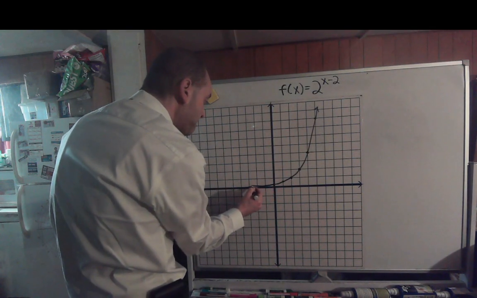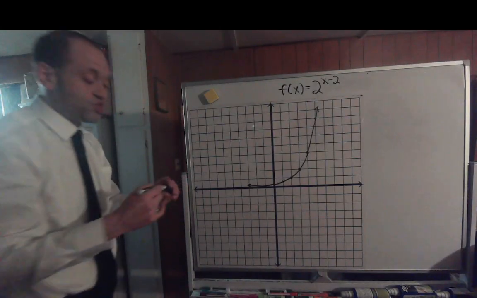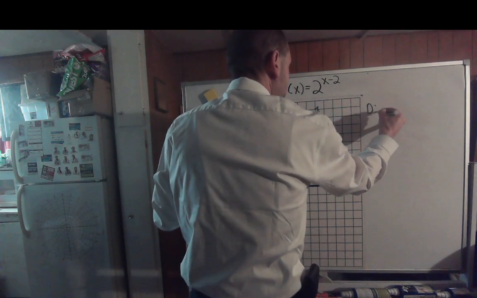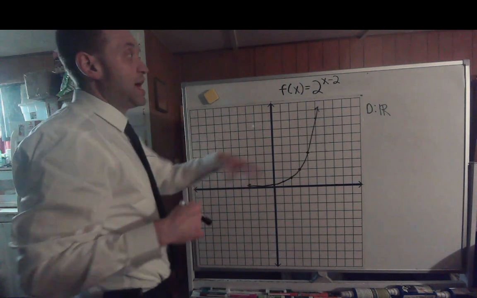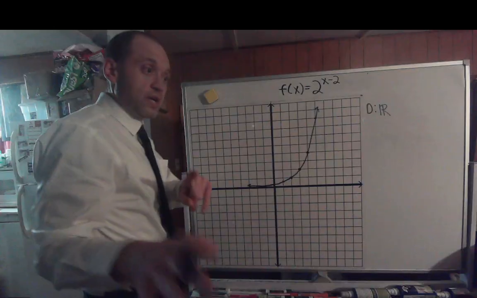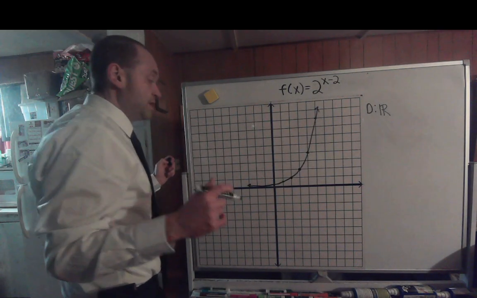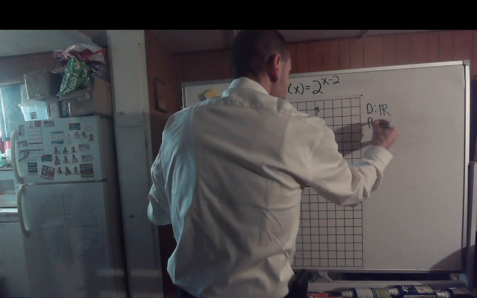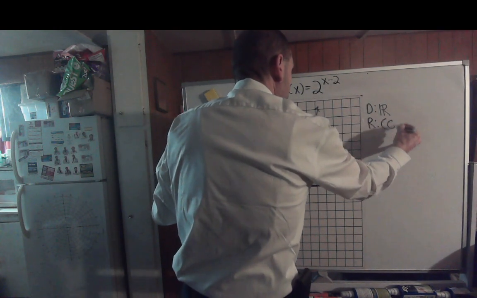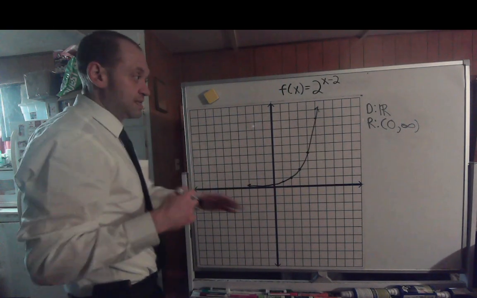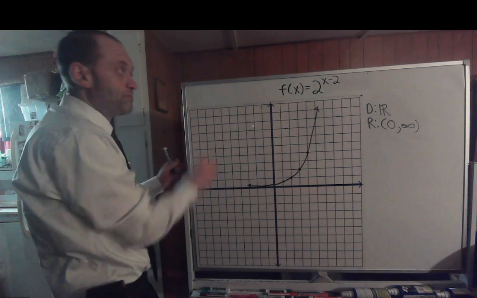But a horizontal shift does not change your range. Yes, your domain is still going to be the set of all real numbers. Your range, since you haven't done a vertical shift, which we'll get to in a minute, is still going to be from 0 non-inclusive to infinity, giving me a horizontal asymptote at y equals 0.